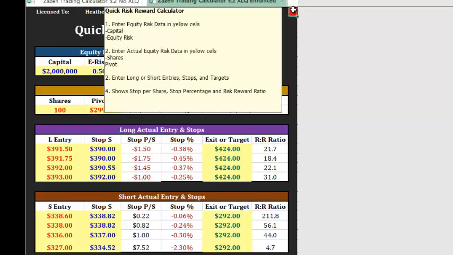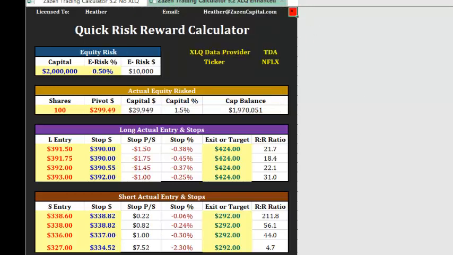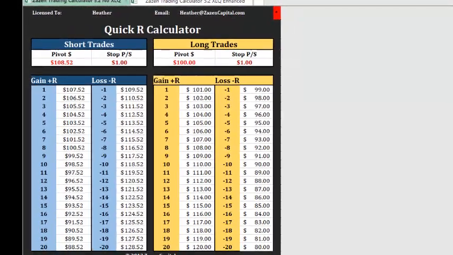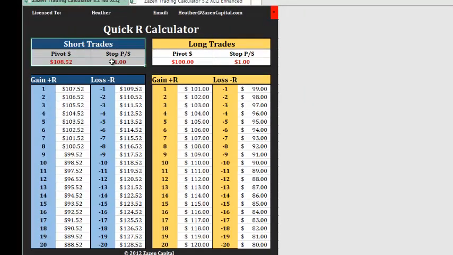This is the Quick R calculator. It calculates your R in an open or closed trade for short or long positions. Simply put the price that you bought the stock in and the amount of your stop. In this example, you entered at 108.52 and you used a dollar stop. It will automatically calculate all your plus R's and your minus R's for that short trade. It does the exact same for longs.